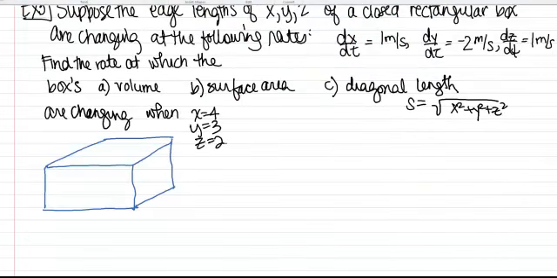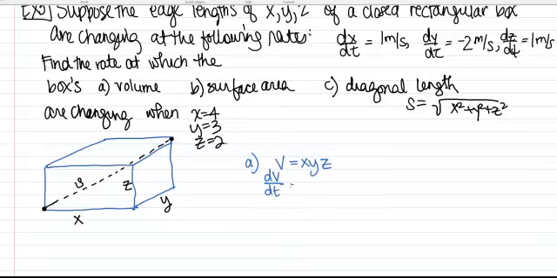So let's identify our sides as x, y, and z. And then you have s, so that's the diagonal. So that actually goes from one corner to the other. This is s. So for part A, we need a volume equation. So this is a box, so volume equals xyz. dV/dt equals, be careful with your product rule here, dx/dt times yz plus dy/dt times xz plus dz/dt times xy.